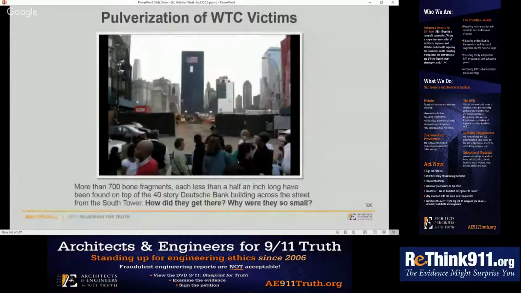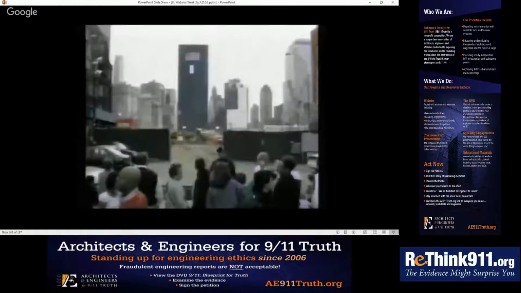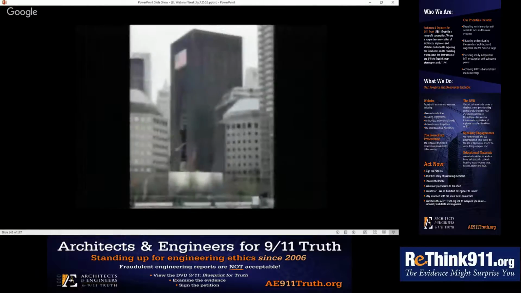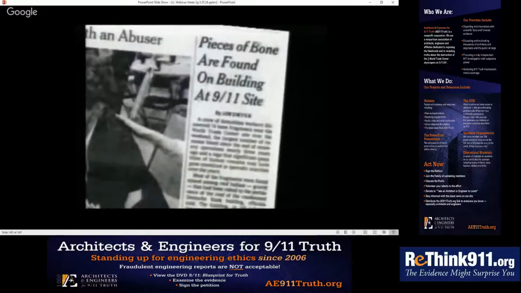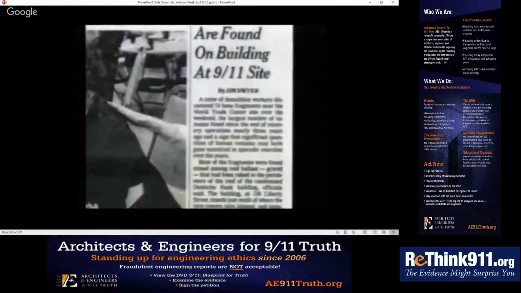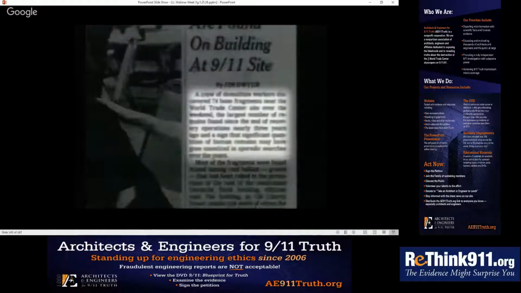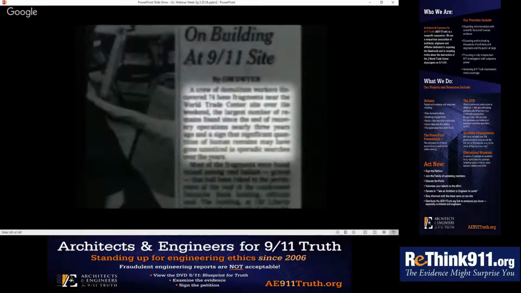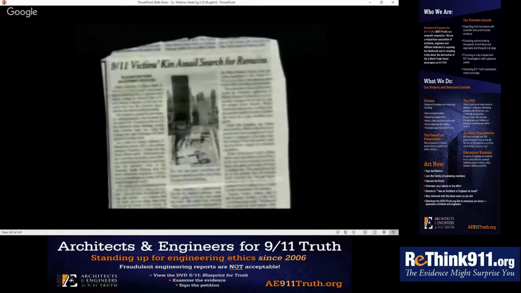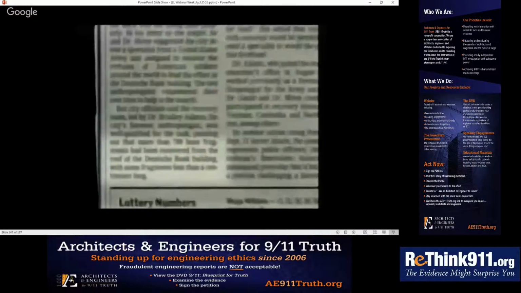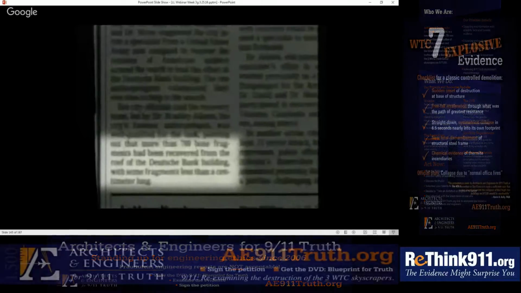Something was responsible for the massive pulverization, which claimed many victims as well. In April 2006, New Yorkers were distressed to learn that bone fragments, human remains from 9/11, had been found on the roof of the nearby Deutsche Bank building. And how in God's name did those fragments get there? And bone fragments less than a centimeter long. How could they be so small?